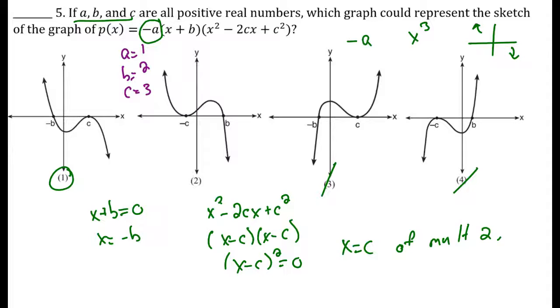and graphed this on your calculator, if you graphed negative 1 times x plus 2 times x squared minus 6x plus 9, you would notice that this graph has the same structure as the graph represented here in choice 1. So there are multiple ways to do this question. This is a trickier question though, because you needed to use end behavior and zeros of a polynomial.